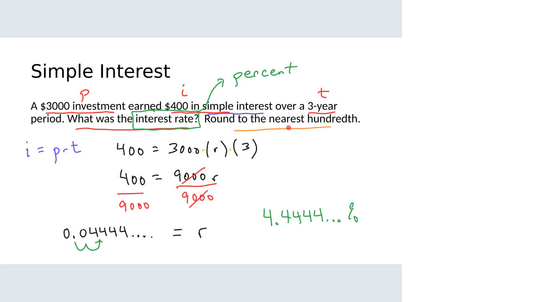And the only thing left to do is go back and say, did this question tell me how to round? Sure enough, it said round to the nearest hundredth. So we'll do that. So we'll find the hundredths place. We'll look 1 space to the right. The number there is 4 or lower, so we're going to round this down to 4.44%. So if a $3,000 investment earned $400 in simple interest over a 3-year period, then we know the interest rate must have been 4.44%.